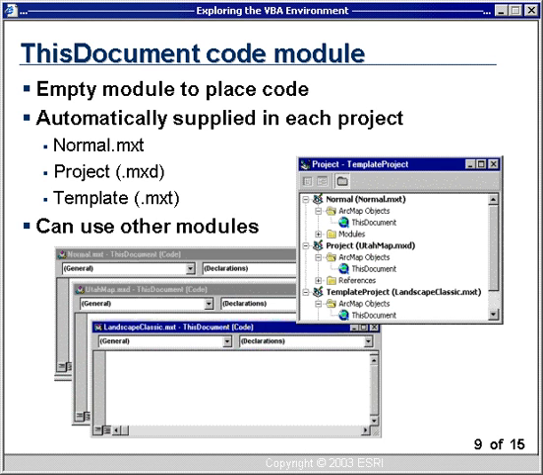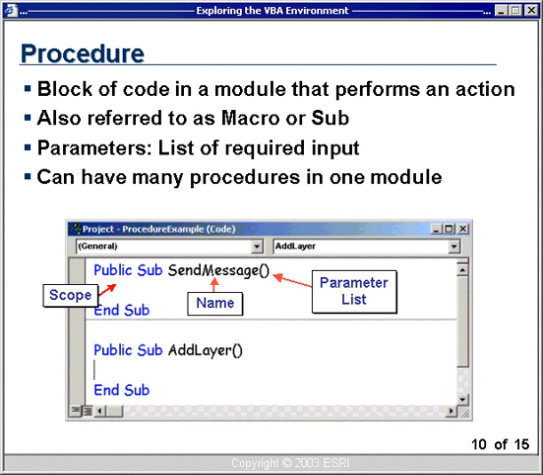Once we have a code module, then we're going to be pasting our code or writing our code within that module. One way that we might be working with code is through a procedure. A procedure is just a block of code in a module that will perform some type of action. A procedure is oftentimes referred to as a macro or a sub-procedure. What we see below is public sub send message followed by end sub. This is the wrapper lines for one procedure. Below that, we see public sub add layer, end sub. That is the wrapper lines for another sub-procedure.